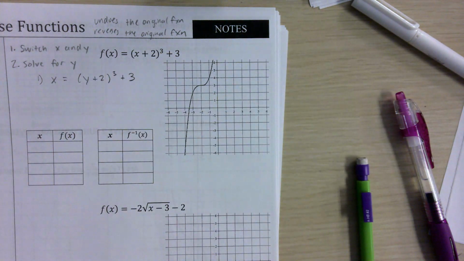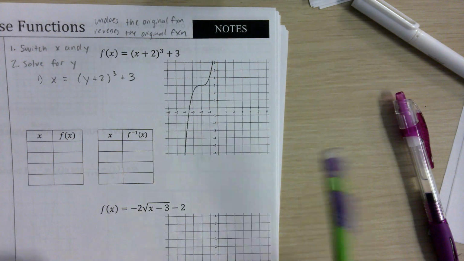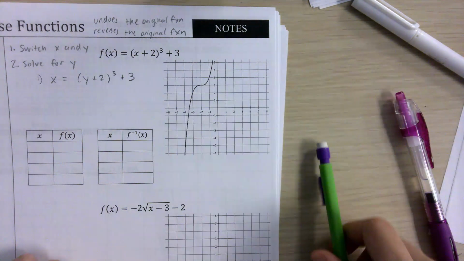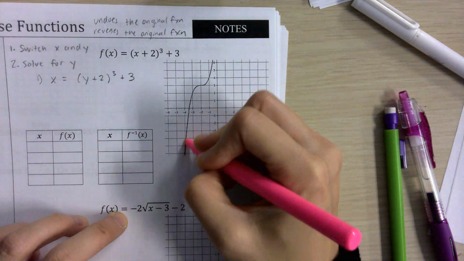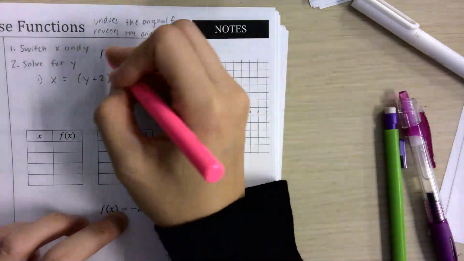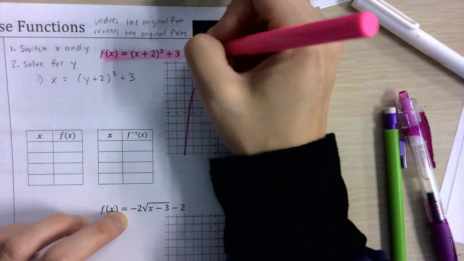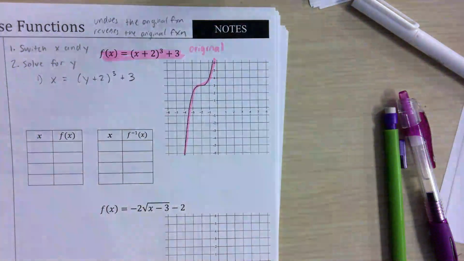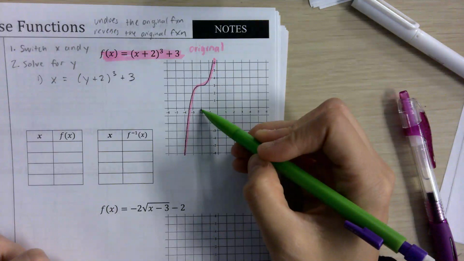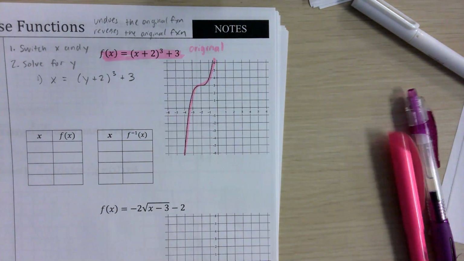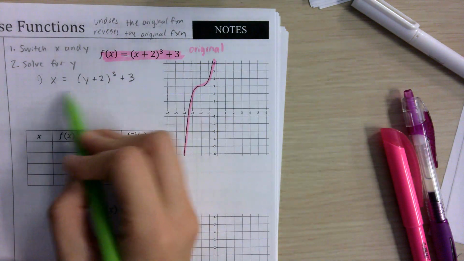Let's graph the original one too, just real quick. So we know that this is going to be, oh, they already graphed it for us, right? This is the original right here. Right, we know it's a cubic. It had a shift 2 to the left, a shift 3 up. So that's how we got that graph. Okay, so we switched them.